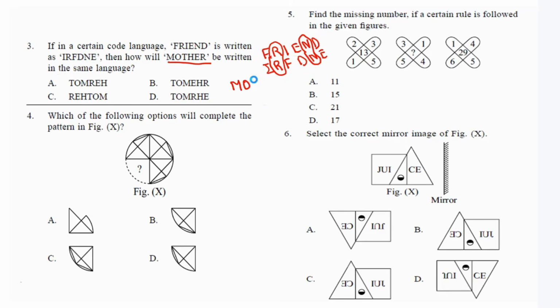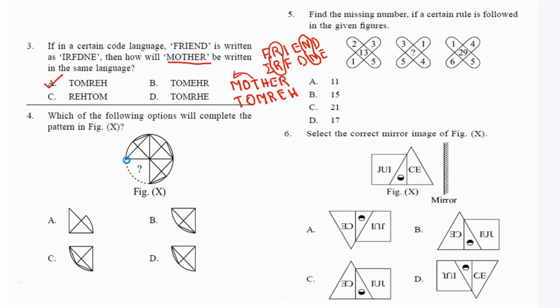So MOTHER. So how it will be? T will be coming here in M's place. T, O will remain same. M will come here. And in case of the second part, R will be here. E will remain the same, and H will come here. So the answer will be option number A, right?